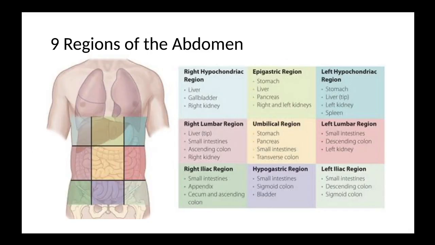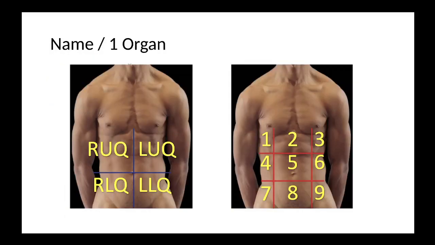Right inguinal region pain, you might be thinking appendicitis. So region number 7 could be associated with the appendix. Also, the region over here on the left, where it says right lower quadrant, that could also be associated with the appendix as well.